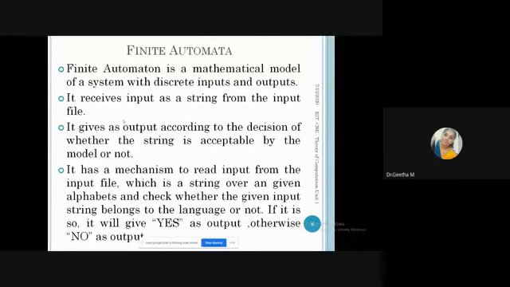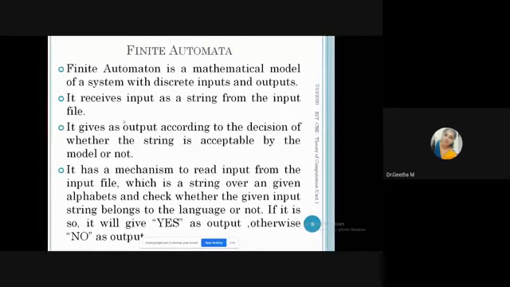What is finite automata? Finite automaton is the singular form, finite automata is the plural form. A finite automaton is a mathematical model of a system with discrete inputs and outputs. So the first line explains that it is a mathematical model with discrete inputs and outputs. You will have some inputs, and one model is available. After processing, you will be getting some outputs.